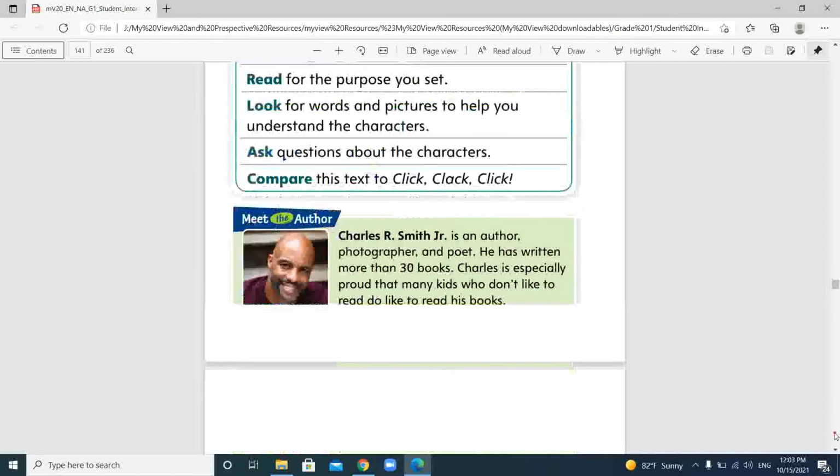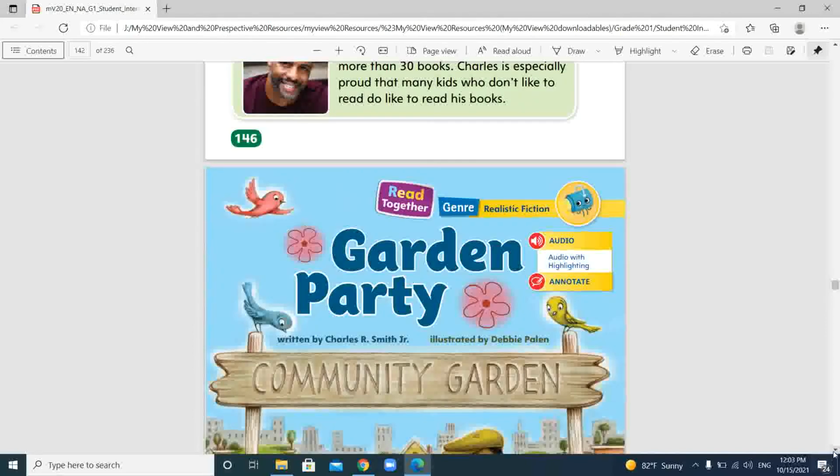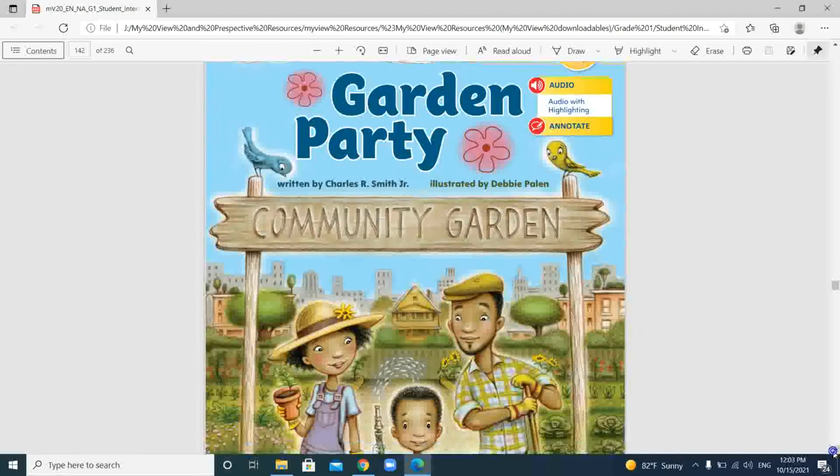All right. Here, the story, Garden Party. Okay. It would be nice if you guys read the story also, so you can practice your reading, right? Garden Party, community garden. So we said a community garden is a garden that is in a neighborhood, and everyone from the community, from the neighborhood, can come and sit in it or plant in it. So it belongs to the whole neighborhood.